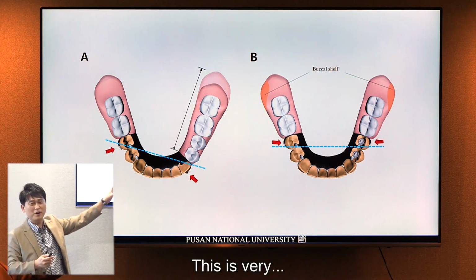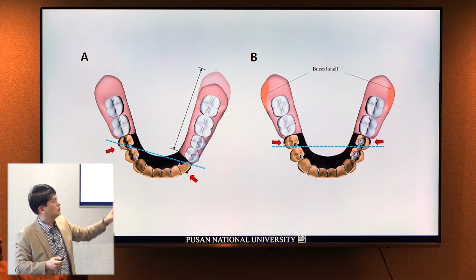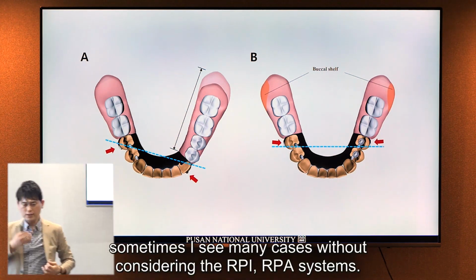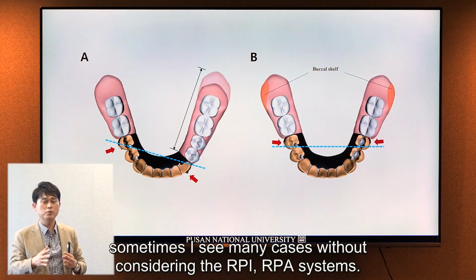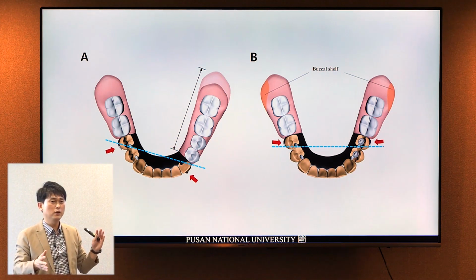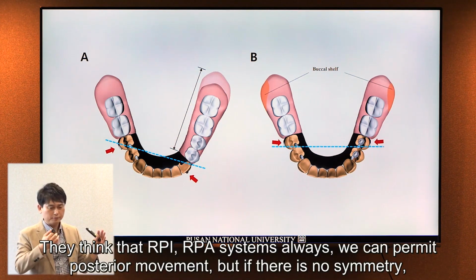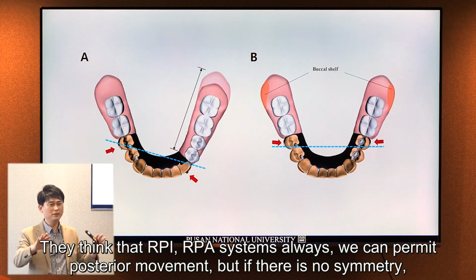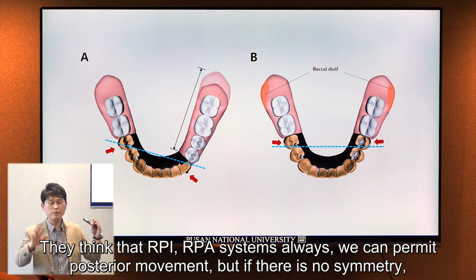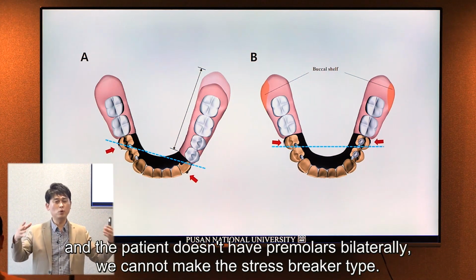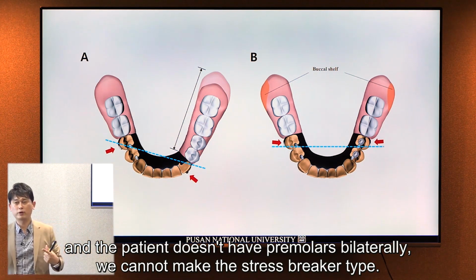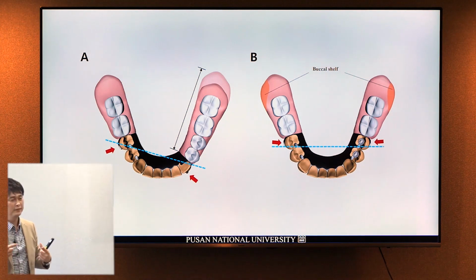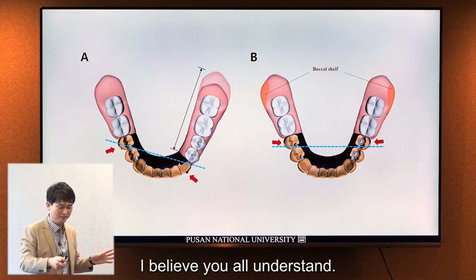Yes, this is very important. Sometimes I see many cases made without consideration of the RPI and RPA systems. They think that with an RPI or RPA system, we can always permit the posterior movement. But if there is no symmetry and the patient doesn't have the premolar area bilaterally, we cannot make the stress breaker type. I believe you all understand that.